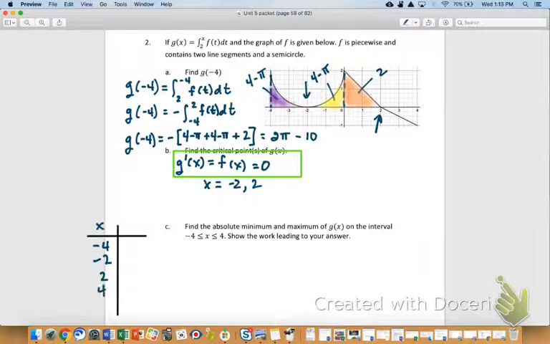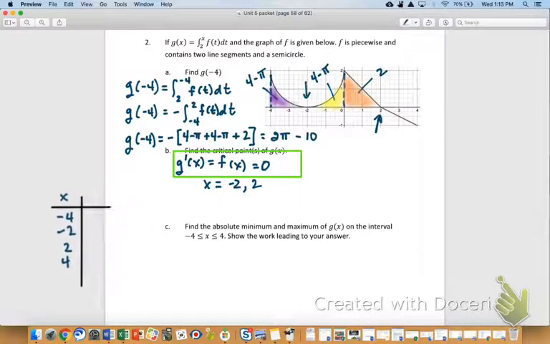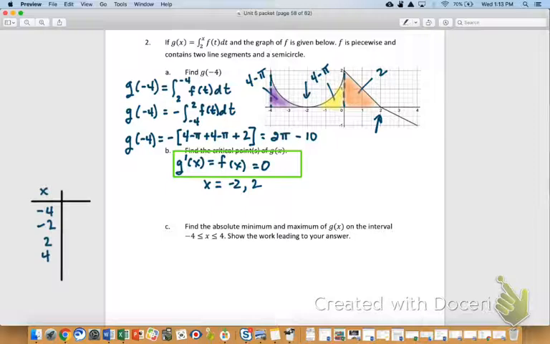I need to see if I can move all these. Yes, I totally can. Okay, so those are all my candidates right there. And I'm looking for y equals g of x. So here's the good news. Don't I already know one of these already? Which one do I know? I guess I know 2 of them, don't I? So I know g of negative 4 because that's what I found in A. So that'd be 2 pi minus 10.